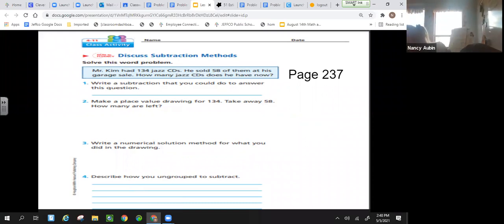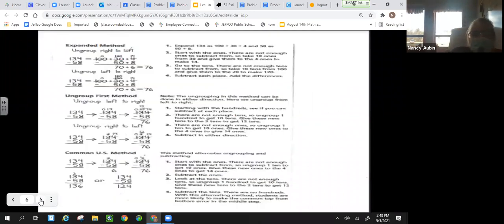Show me your place value drawing. You need to have that done. All right, so that is something that we have learned through the years. But guess what? There are other methods. The video was wrong. You don't always have to do it that way. There is an expanded form of subtraction, and it's called the expanded method. There's an ungroup first method, and there's a common US method.